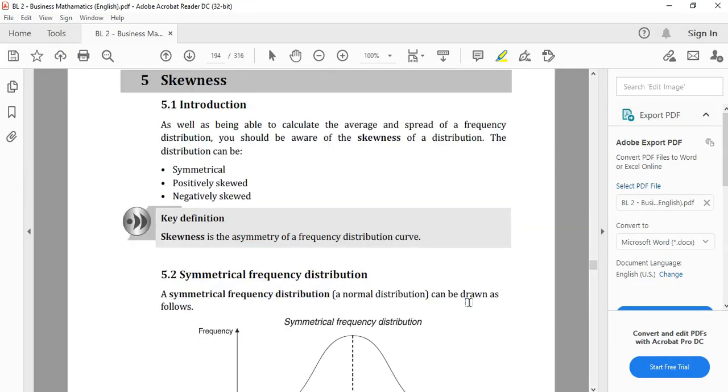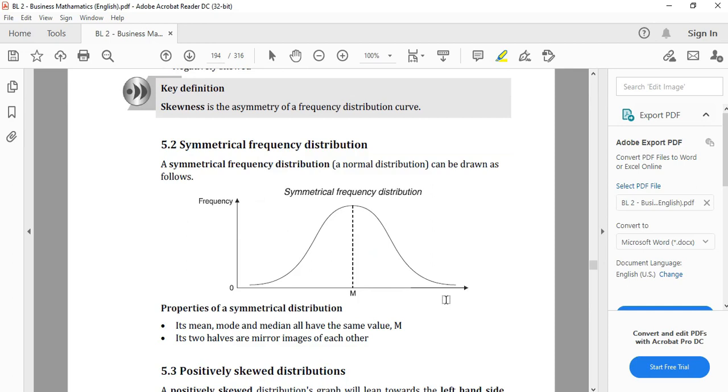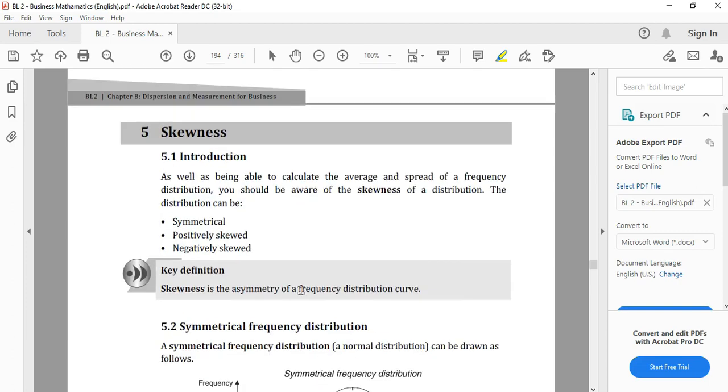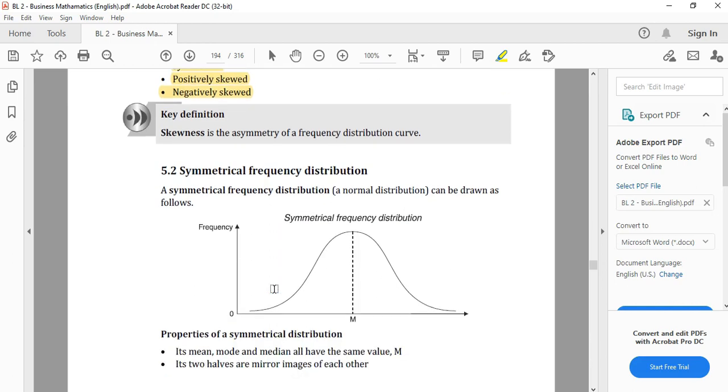Now let's have a look at the topic skewness. Skewness in a distribution is just trying to show in a graphical way how the data is spread. So you can mark the mean, median and mode in a graph. If you want to mark it in a graph, you should use the skewness method, which could be symmetrical, positively skewed, or negatively skewed. So skewness is the asymmetry of a frequency distribution curve.